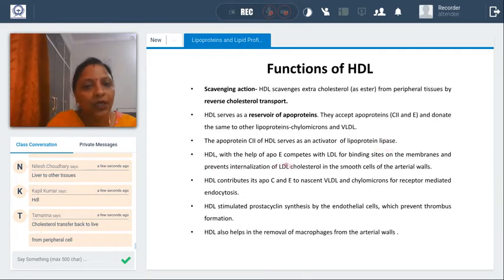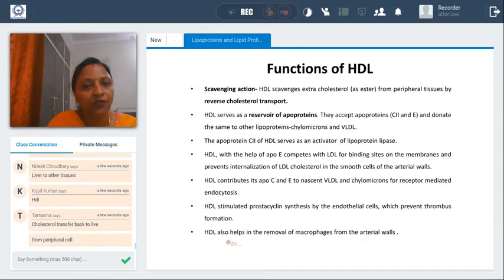HDL, with the help of ApoE, competes with LDL for the binding site on the membrane and prevents internalization of LDL cholesterol in the smooth muscle cells of arterial walls. HDL contributes its ApoC and E to nascent LDL and chylomicrons for receptor-mediated endocytosis. HDL stimulates prostacyclin synthesis by the endothelial cells, which prevents thrombus formation.